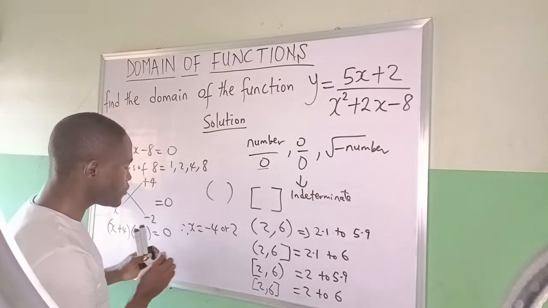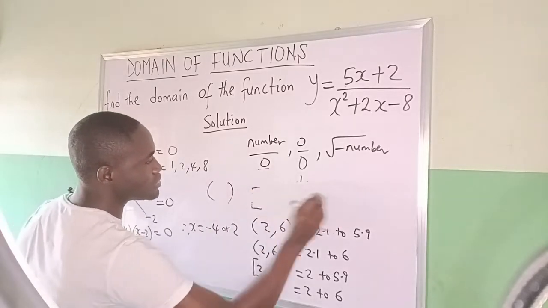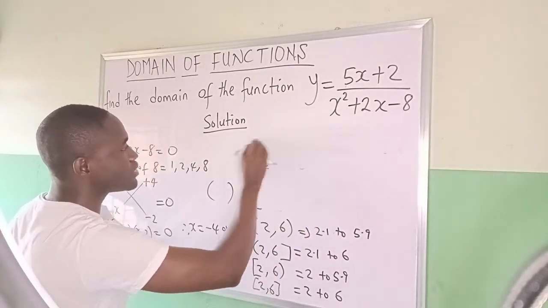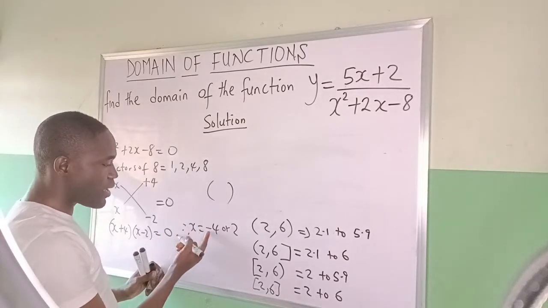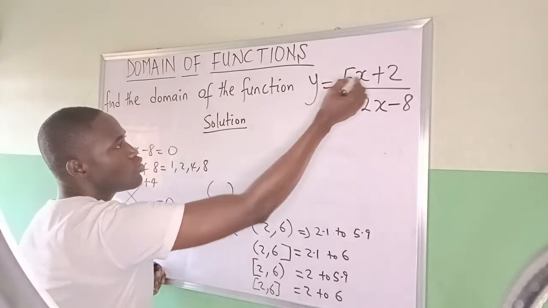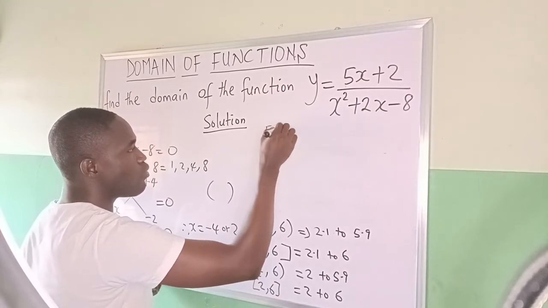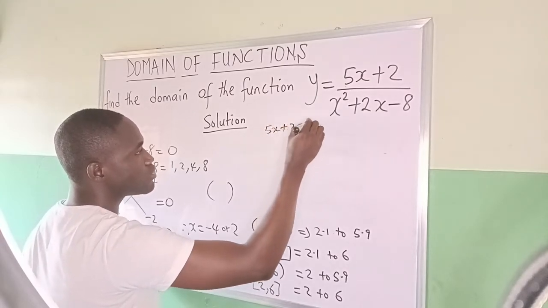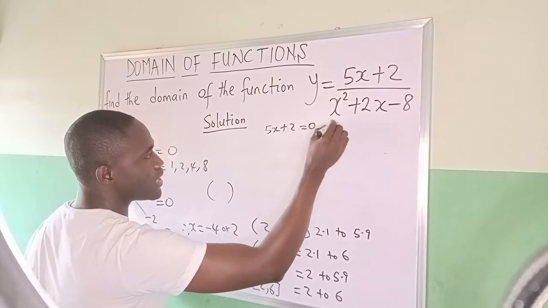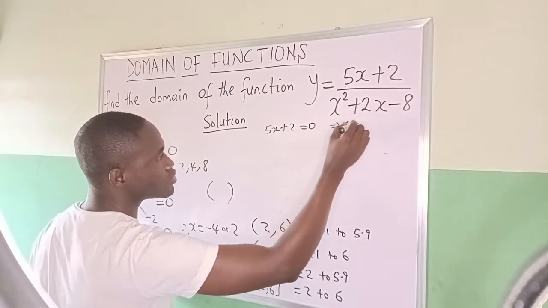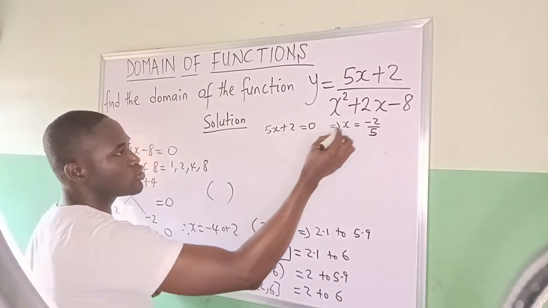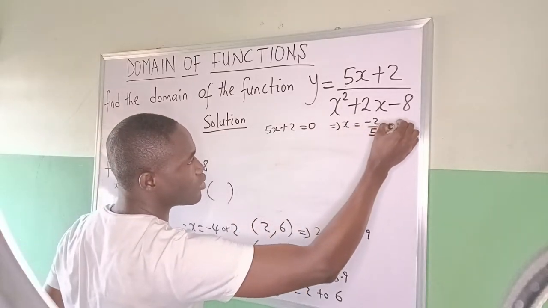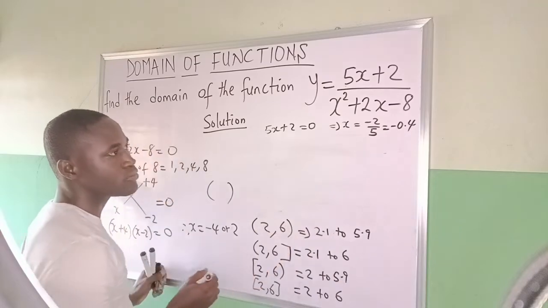Okay, we now say that what we do here is we have gotten the first value of x to be minus 4 or 2. Now the numerator equate it to 0. What will it give you? The value of x here will be equals to what? Minus 2 over what? 5. And minus 2 over 5 is equal to minus 0.4.